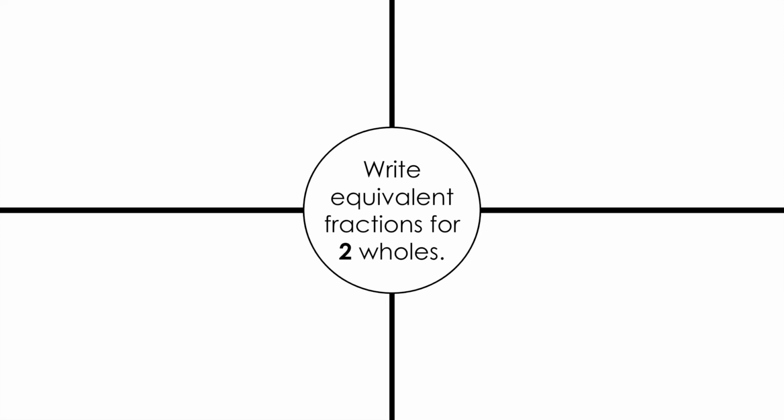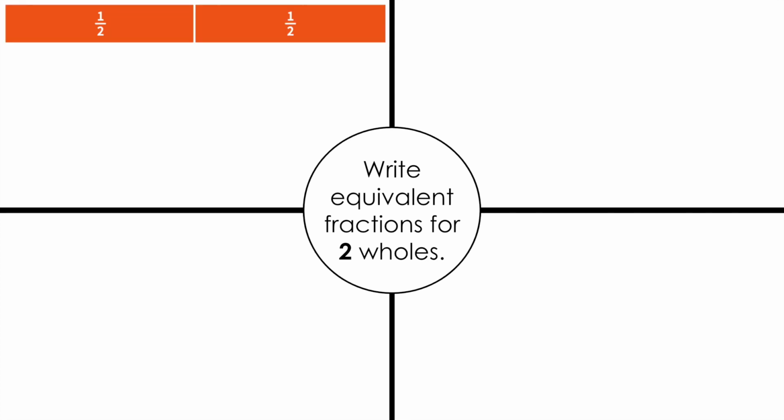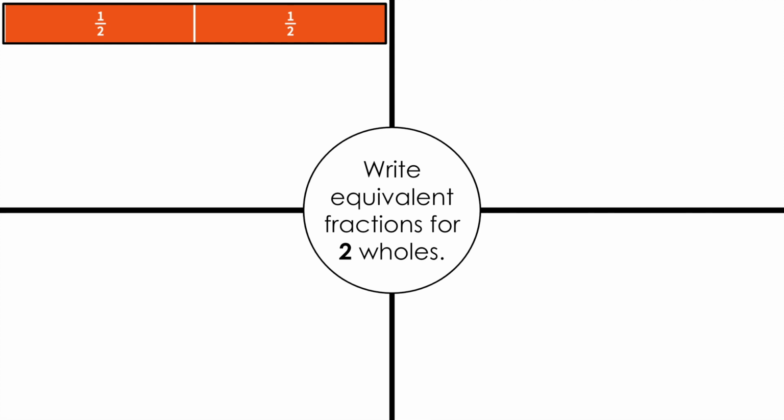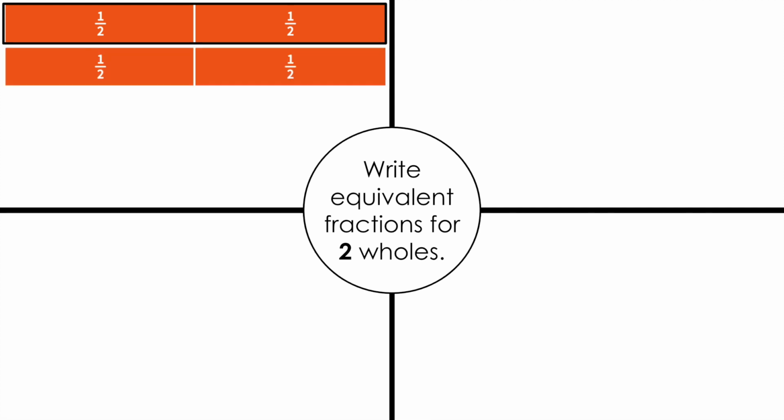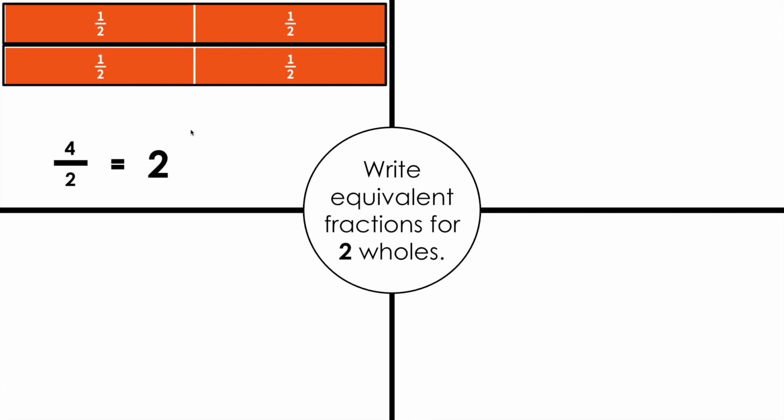Now let's write equivalent fractions for 2 wholes. Let's start with halves. 1/2, 2 halves. That makes 1 whole. Another 2 halves makes 2 wholes. We have 1, 2, 3, 4 halves. 4 halves is the same, or equivalent, to 2 wholes.